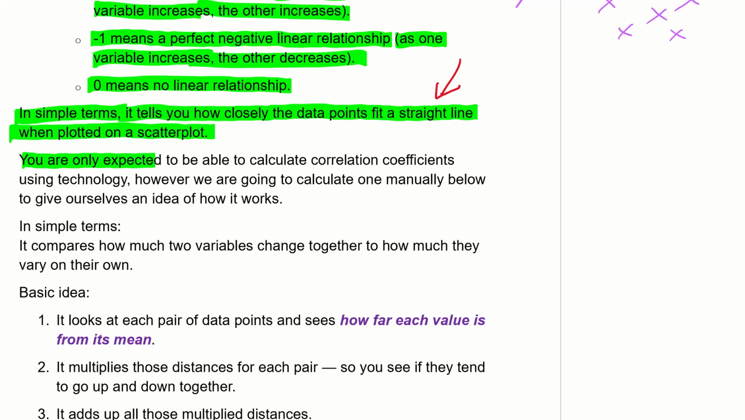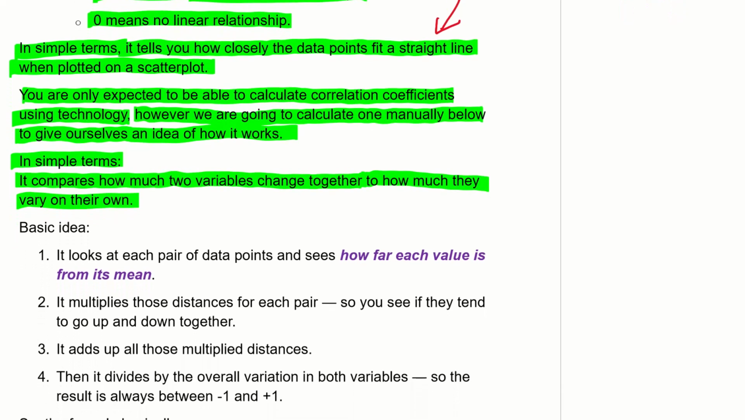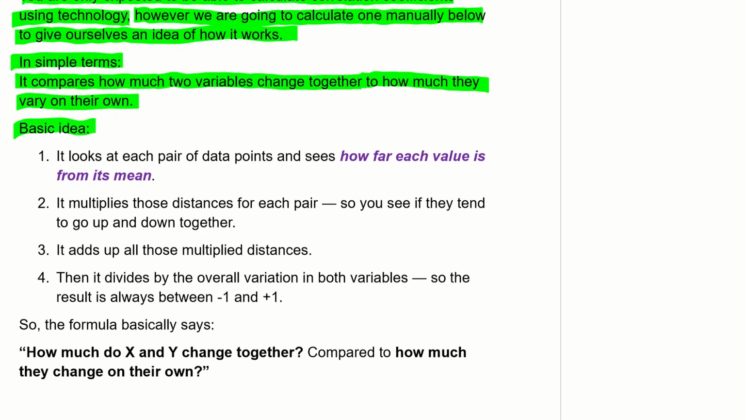You are only expected to be able to calculate correlation coefficients using technology. However, we are going to calculate one manually below in the next example to give ourselves an idea of how it works. In simple terms, it compares how much two variables change together to how much they vary on their own. The basic idea is it looks at each pair of data points and sees how far each value is from the mean. When we look at the formula, we'll come back and look at this point.